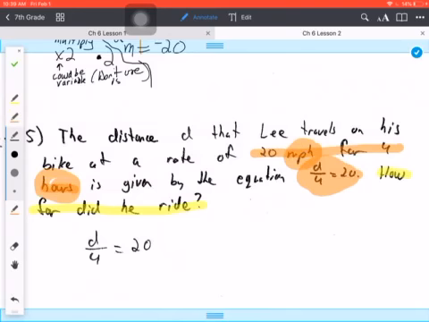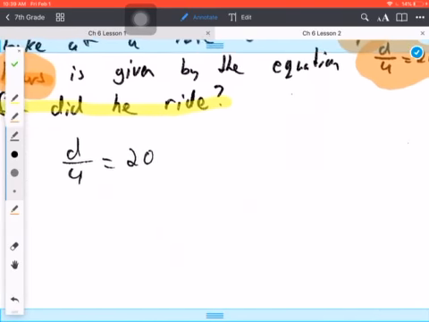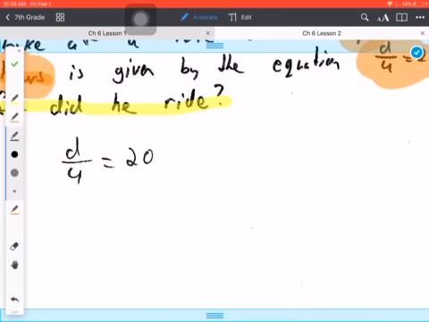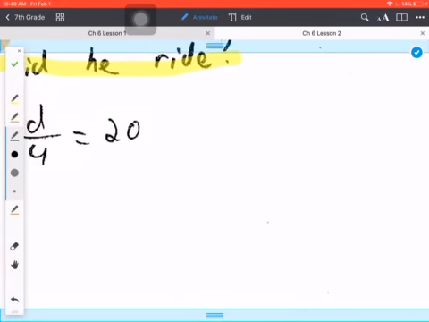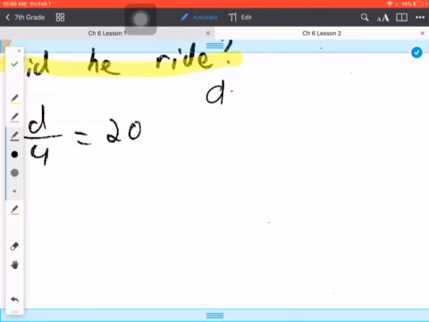So I need to figure out what my variable represents. So my variable is letter D, and that is always going to represent what the question is asking me to find. The question says, how far did he ride? Which means that D is going to represent distance traveled.